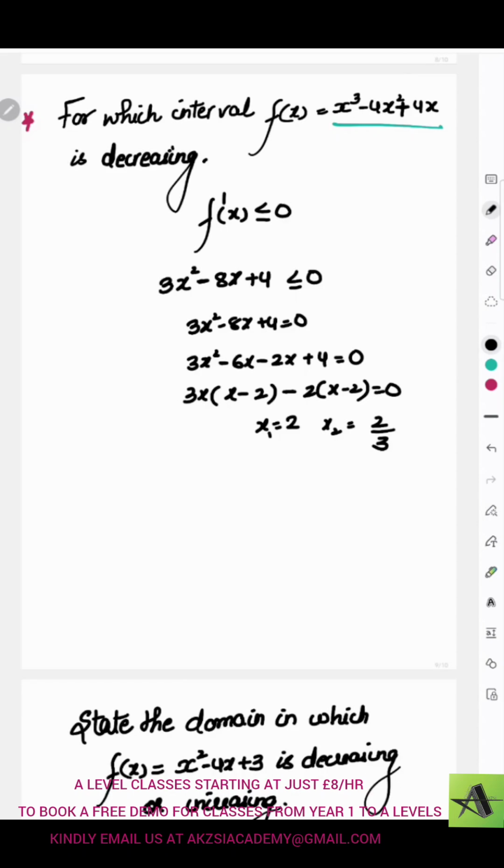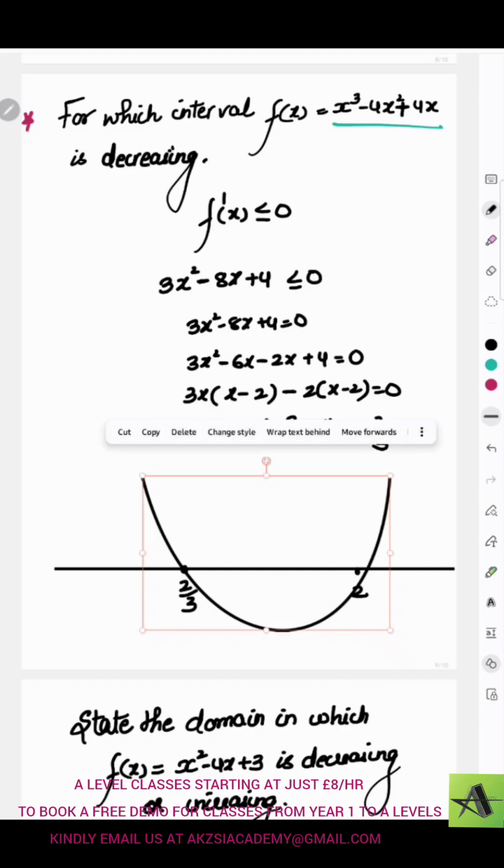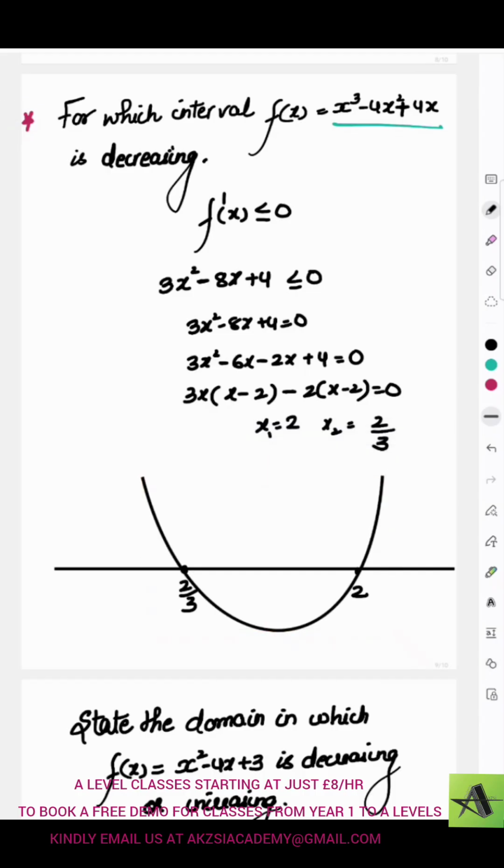Now, it says the interval. So, for that, I have to draw this one. I get to know the x-intercepts. X-intercepts are 2 and 2 over 3. That means 2 over 3 would be here and 2 would be here. So, my curve will look like this, and obviously, it's passing through them. So, let me just draw it like this.